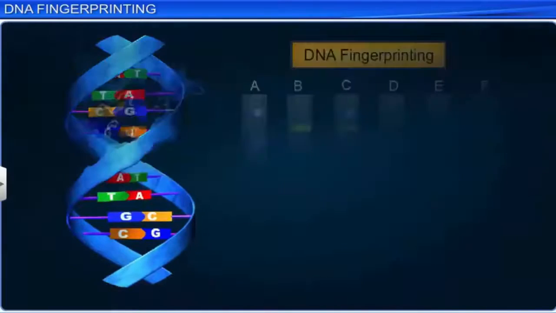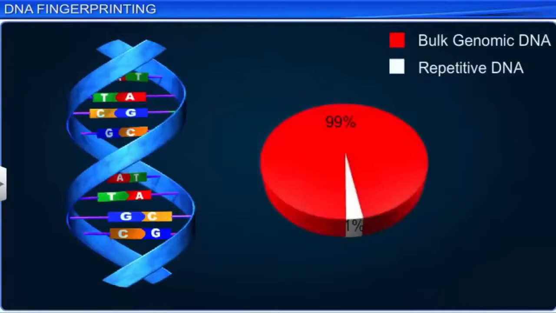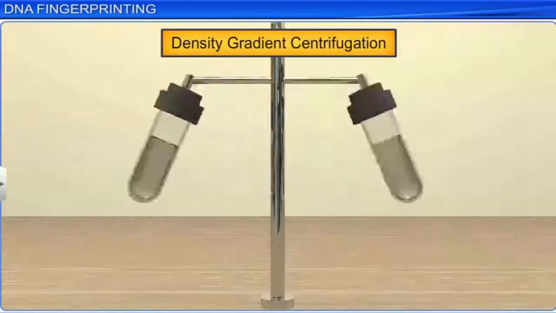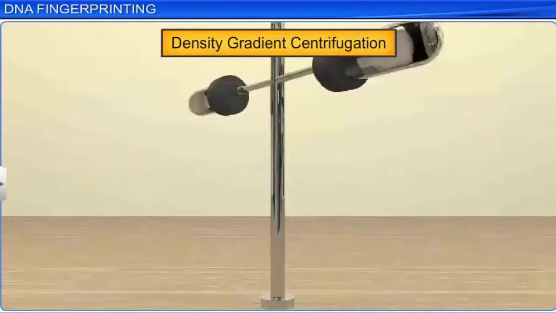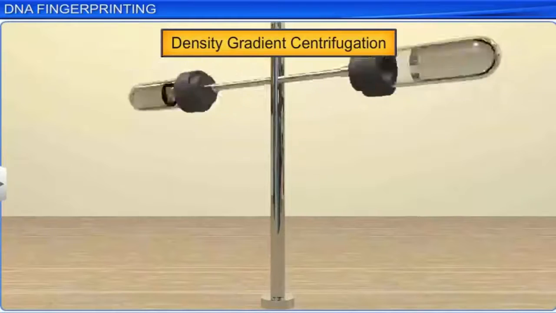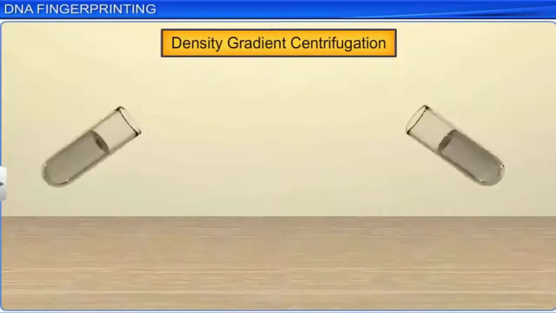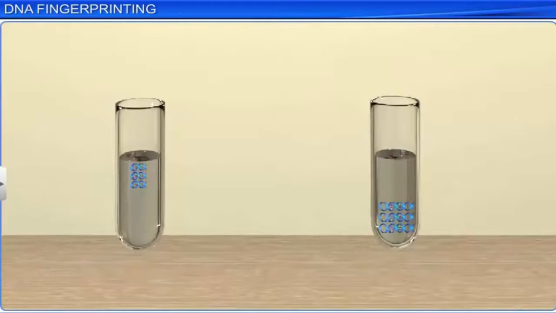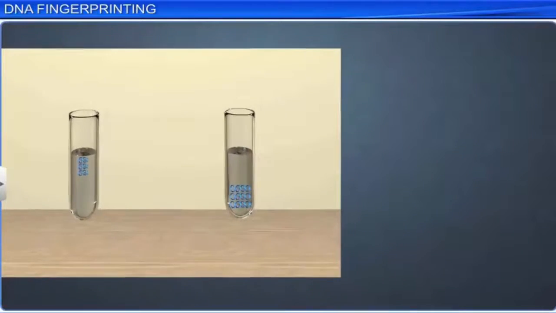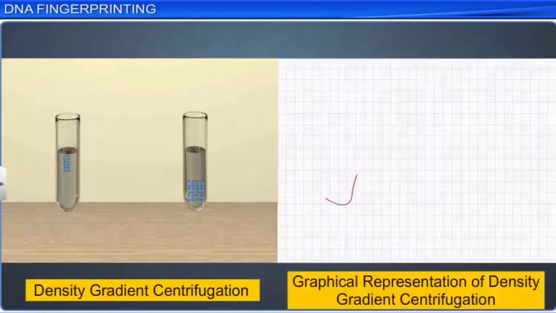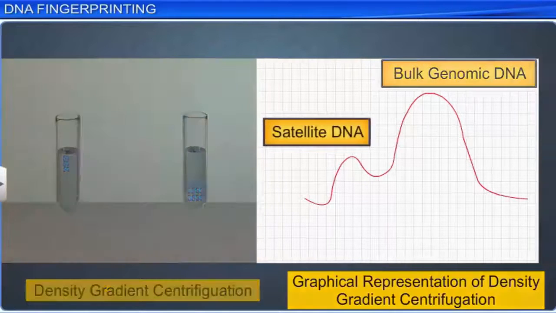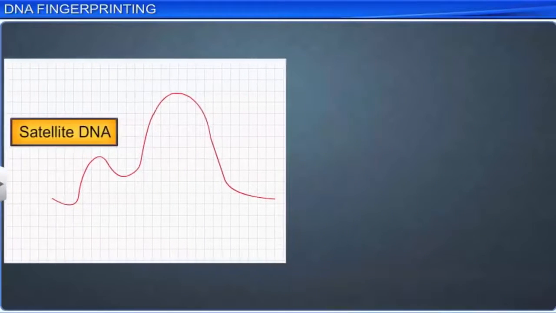To separate both genomic as well as repetitive DNA, the process of density gradient centrifugation is carried out. As satellite DNA is lighter and bulk DNA is heavier, they get separated on the basis of their density. Graphical representation shows bulk genomic DNA as a major peak and repetitive DNA as smaller peaks known as satellite DNA. Satellite DNA is highly repetitive and consists of non-coding sequences.